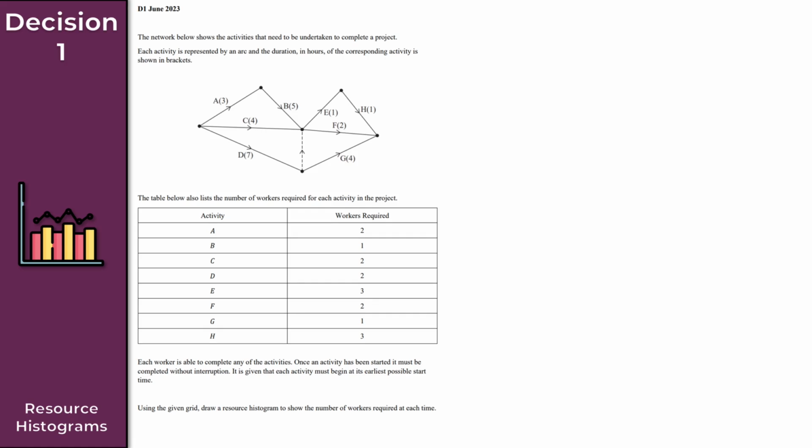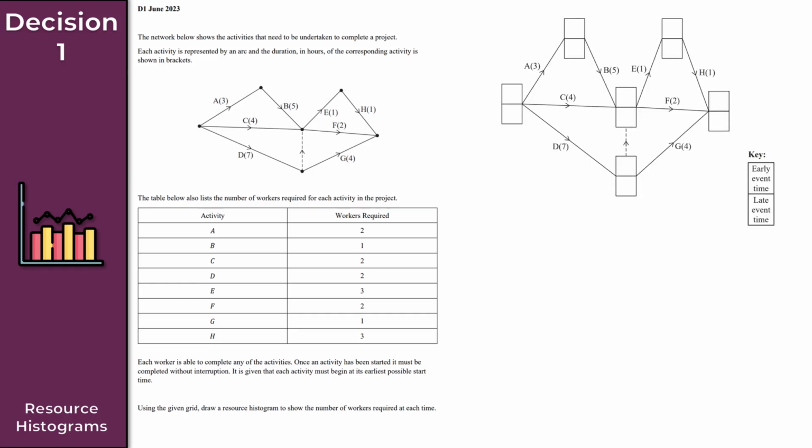You're probably looking at the question and thinking, where is the given grid? That's a good question. There is a reason why I've not put it on the screen just yet. What I need to do is begin by finding the early and late event times. In the interest of saving time, I'm not going to go through the full network in detail to explain how to find the early and late event times.